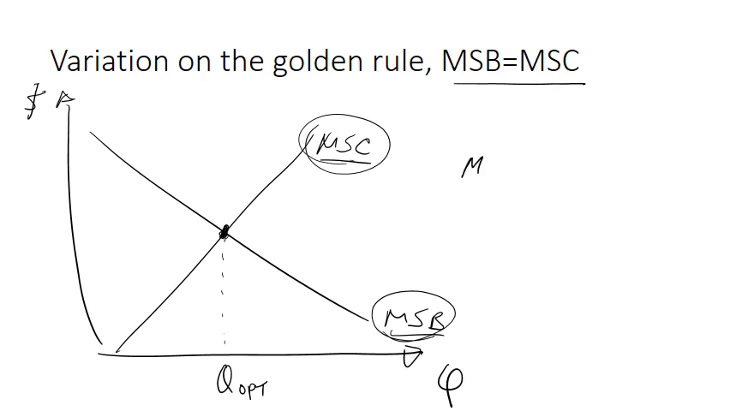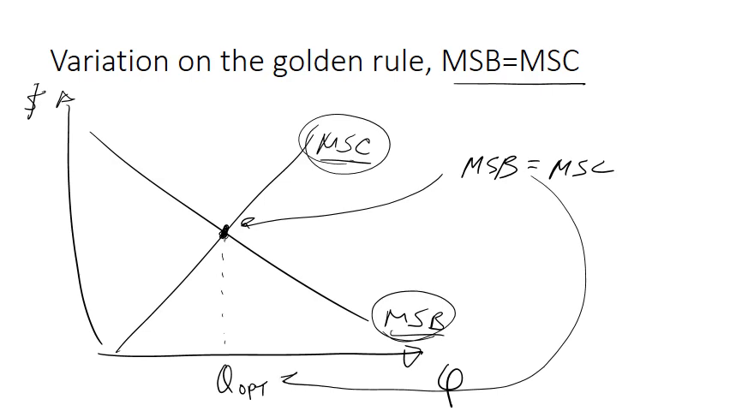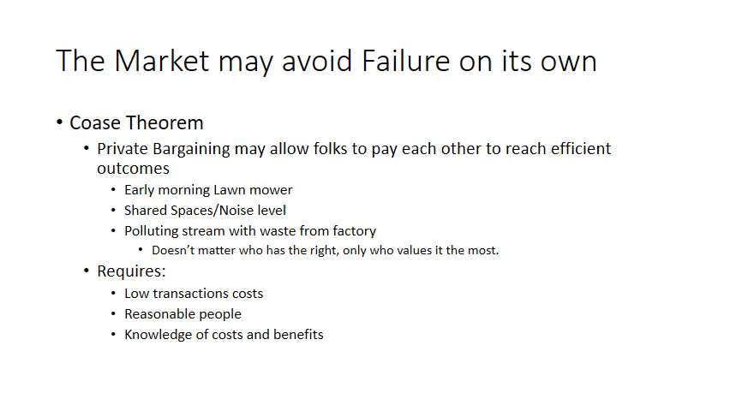When we can get a market to MSB equals MSC here, then this is of course the efficient level of production. This is where a market needs to be in order to not fail. Okay, so markets need to get to a quantity that has MSB equal to MSC. And if they're not accounting for externalities, they're unlikely to do that.